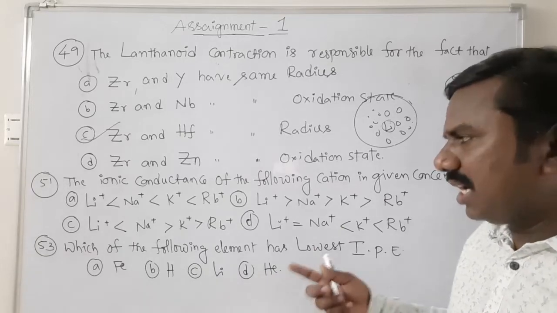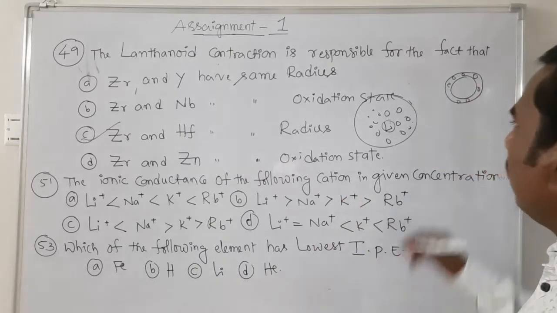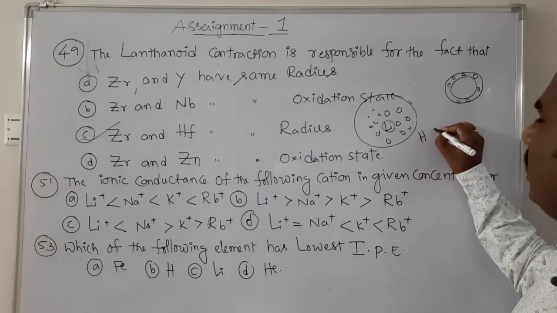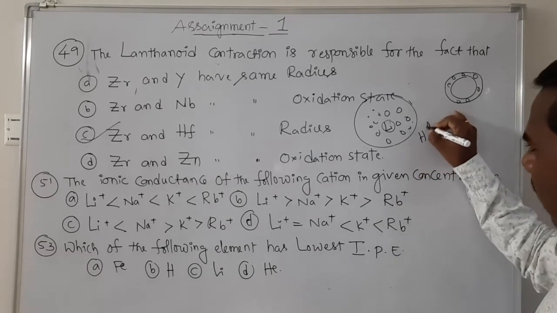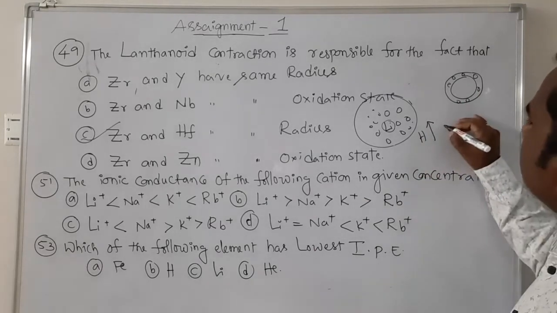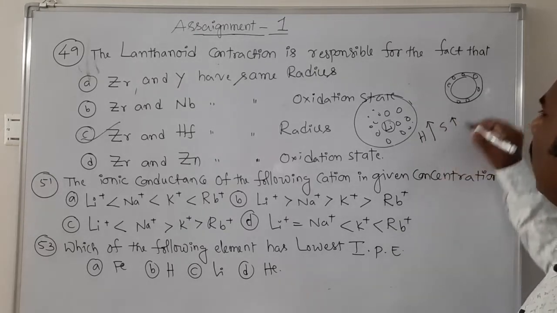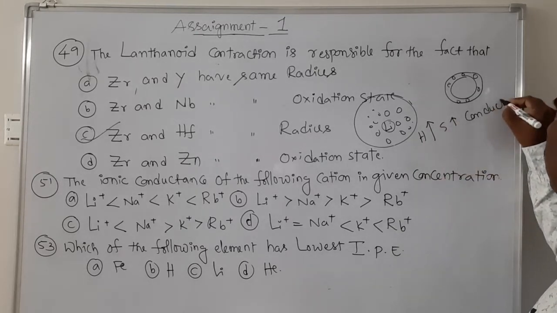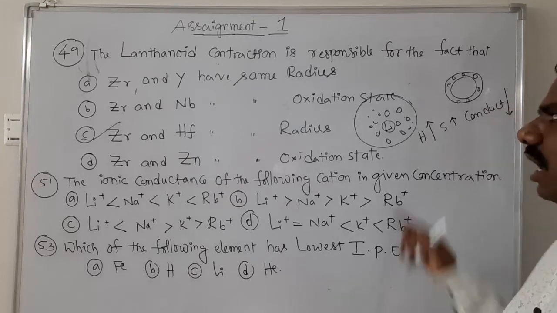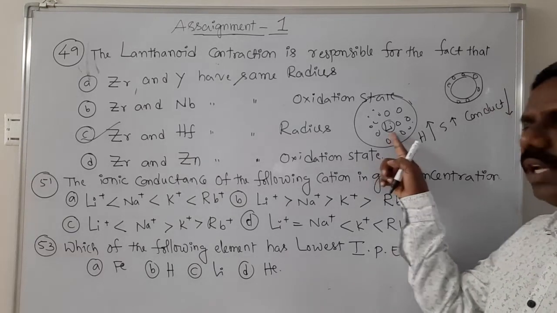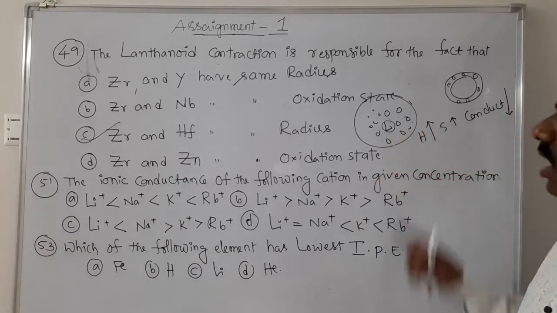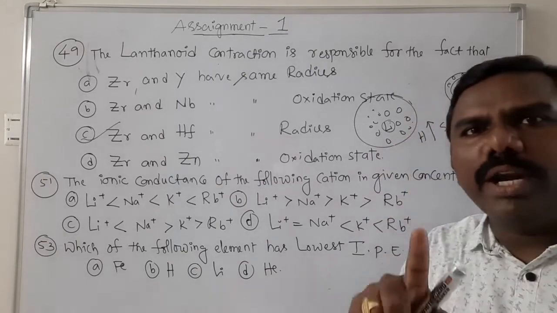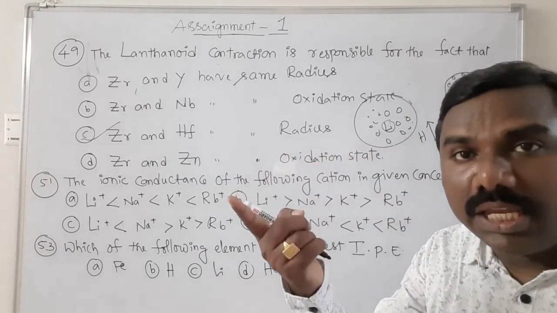Getting? That's why the order will be: hydration increases, size increases, obviously conductivity decreases. Hydration increases for lithium, so conductivity decreases. Hydration decreases for rubidium, so conductivity increases.